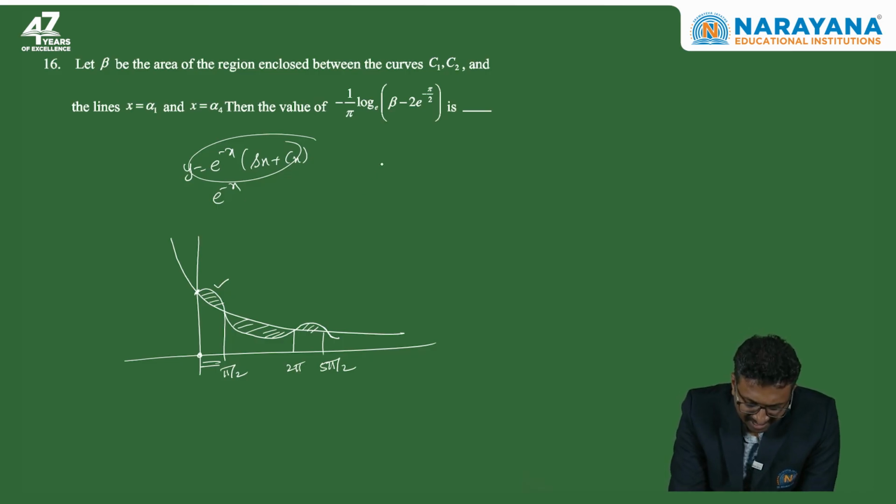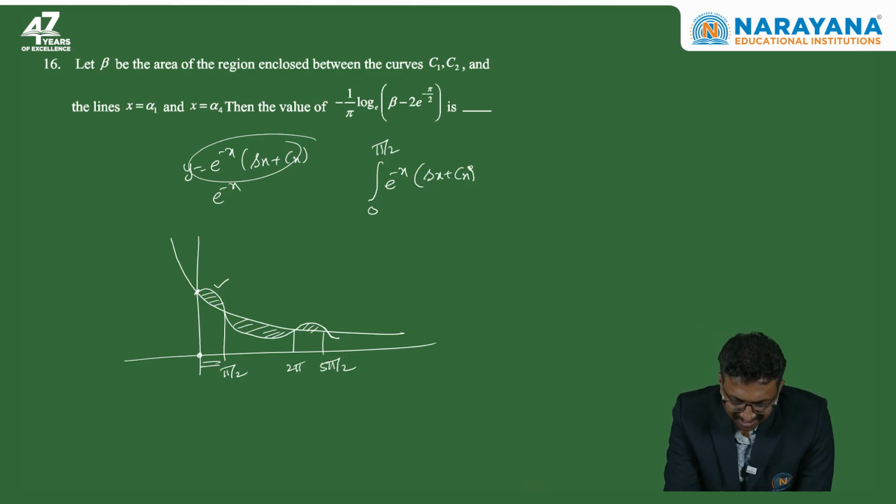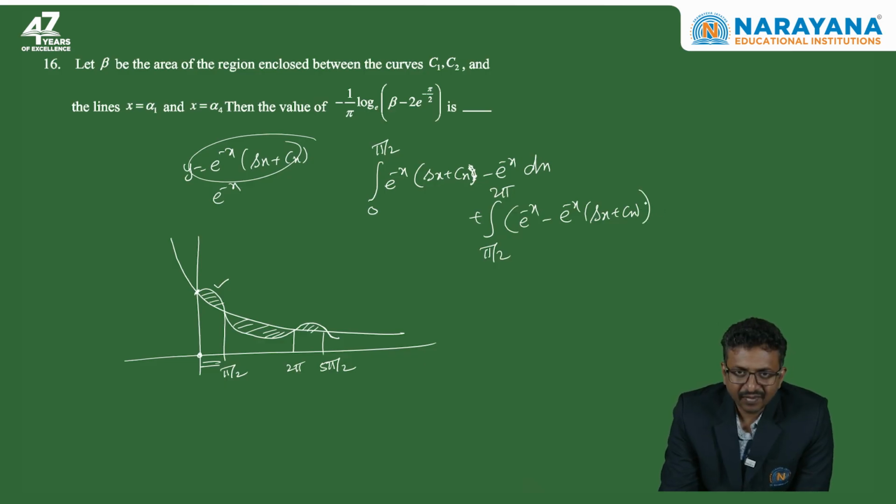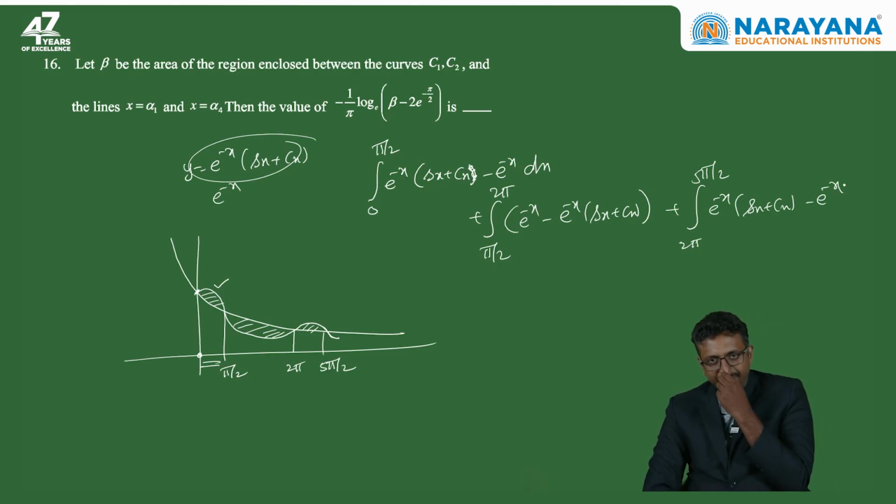So the area is nothing but integration 0 to pi by 2 of e power minus x into (sin x plus cos x) minus e power minus x, that is (sin x plus cos x) minus e power minus x dx, plus pi by 2 to 2 pi of e power minus x minus e power minus x into (sin x plus cos x), plus integration 2 pi to 5 pi by 2, again e power minus x into (sin x plus cos x) minus e power minus x.